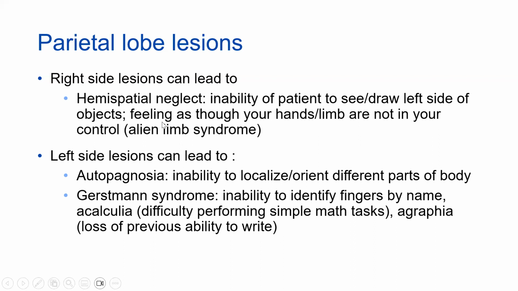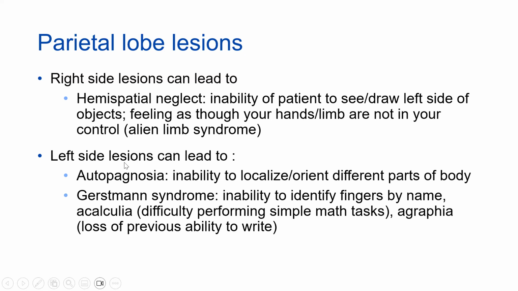Another symptom for right side lesions of the parietal lobe is called alien limb syndrome. And this is the feeling as though your hands or limbs are not in your control. So for example, if I'm holding a book with my right hand and I'm reading, my left hand may slam the book closed. If I go to reach for a doorknob to open a door with my right hand, my left hand may slam the door closed. So those are some examples of alien limb syndrome, feeling as though your hand is not in your control and even has a mind of its own.